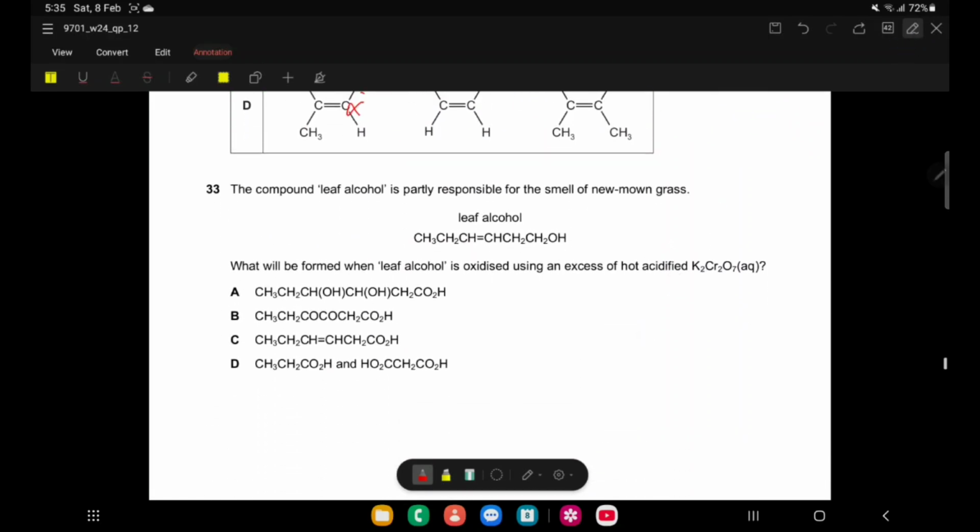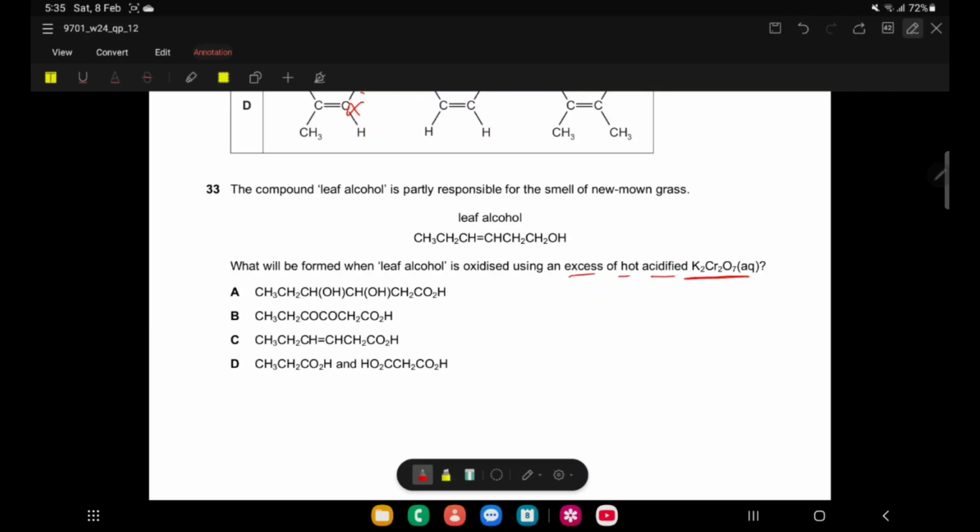Question number 33. The compound leaf alcohol is partly responsible for the smell of new mown grass. What will be formed when leaf alcohol is oxidized using excess hot acidified K2Cr2O7? Okay, excess hot acidified K2Cr2O7.